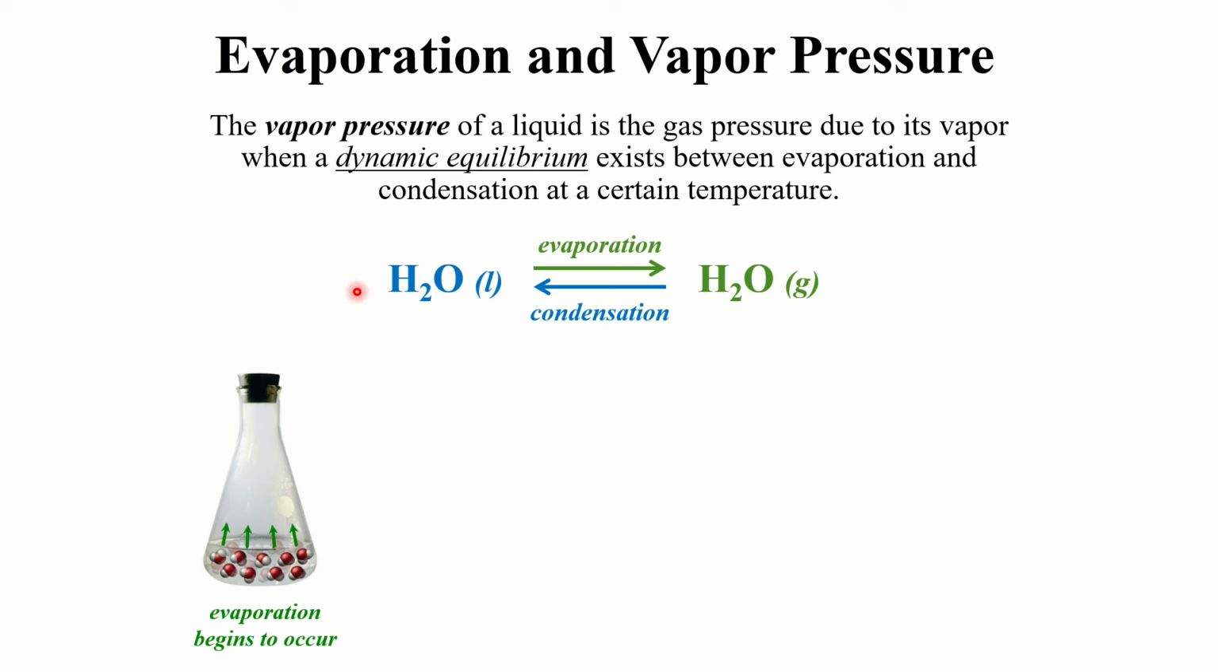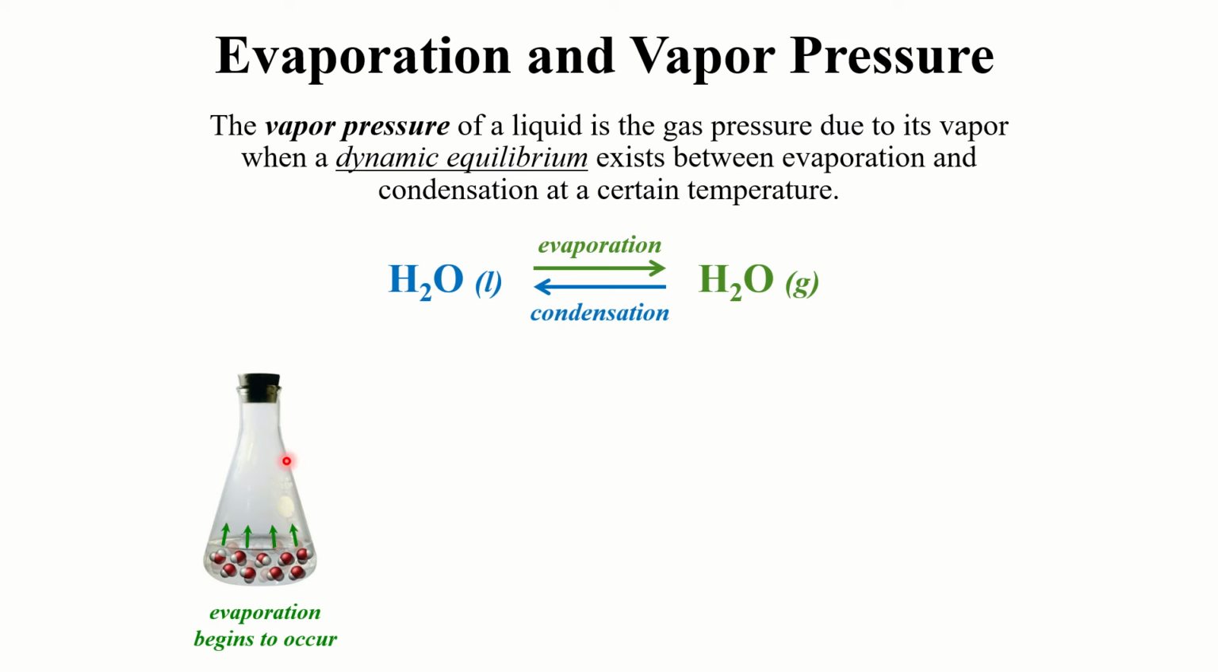So let's pretend we took some water, we put it inside an Erlenmeyer flask, and we sealed that Erlenmeyer flask with a little cap. Now, evaporation is going to occur when water exists as a liquid. It is always evaporating. It doesn't matter what the temperature is. Now, the more you increase the temperature, the more the rate of evaporation will increase, but evaporation is always occurring if you have liquid water.